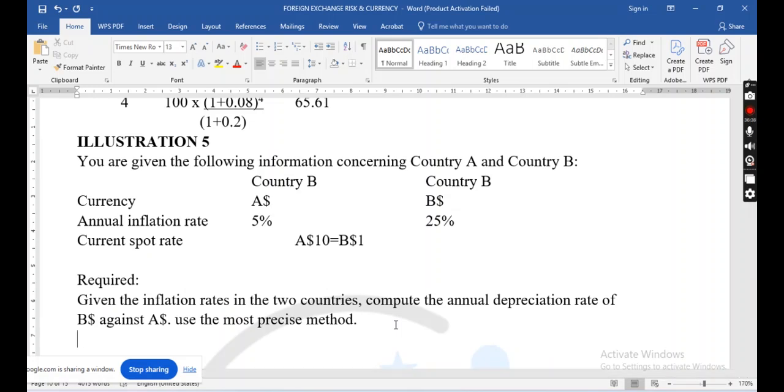Okay, that's fine. So now, can you please confirm if you can see my screen? Yes, sir. Okay. The next one is to forecast exchange rates. So please, can someone read for us?